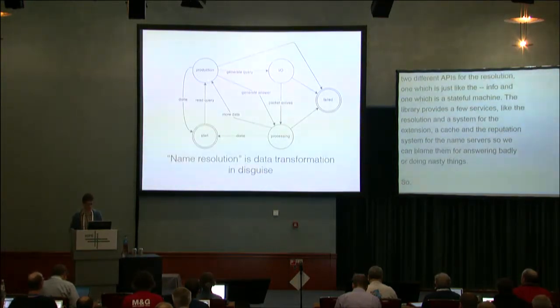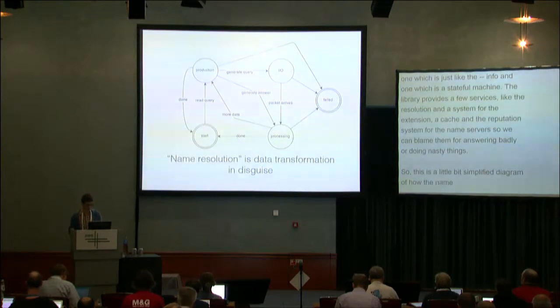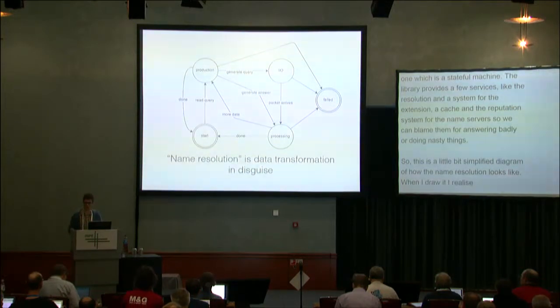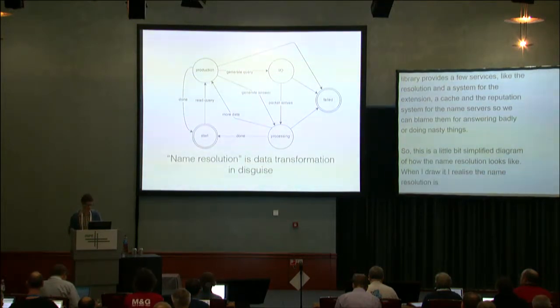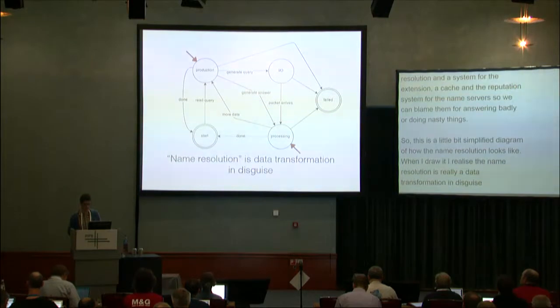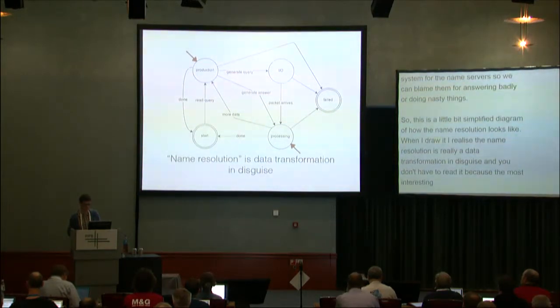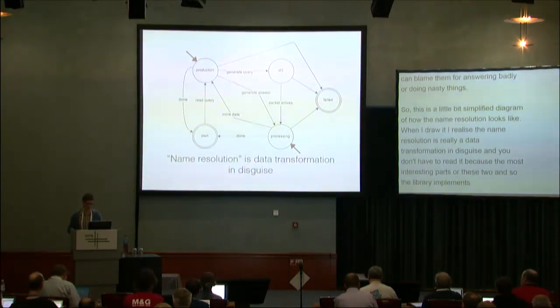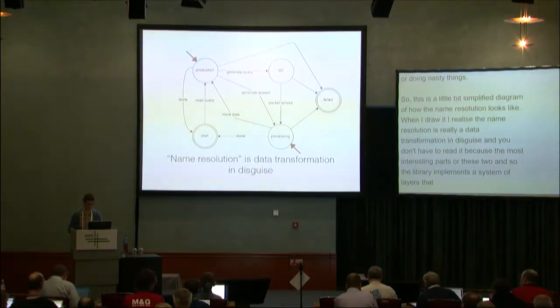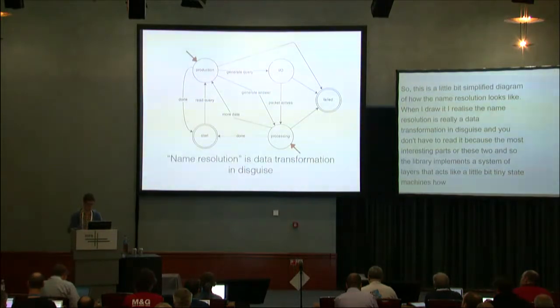So this is a slightly simplified diagram of how the name resolution looks. When I drew it, I realized the name resolution is really a data transformation in disguise. And you don't actually have to read it because the most interesting parts are these two. So the library implements a system of layers that act like tiny state machines that change how the data is processed and how the data is generated.